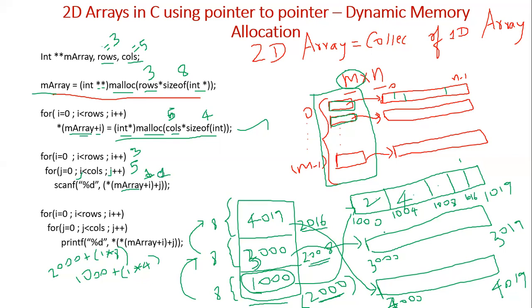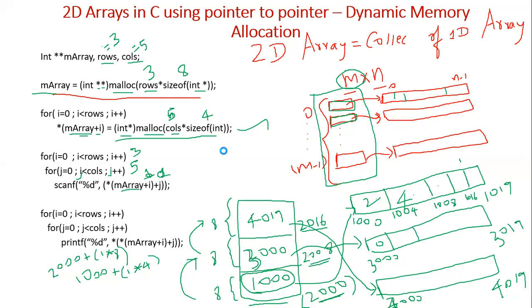So whatever the first input is will go here, right? The second input will go to 3000 plus 1. 3000 plus 1 is nothing but an integer array, so 1 into 4, 3004. Like that the values will be stored, right?